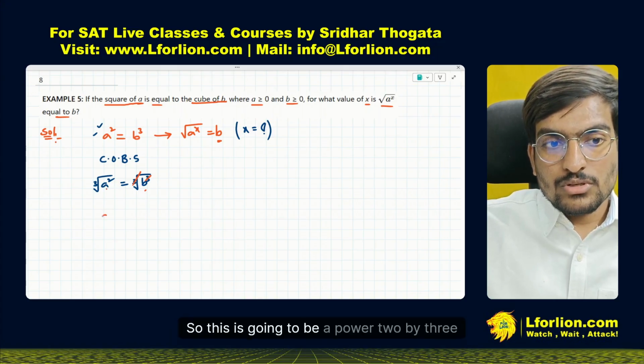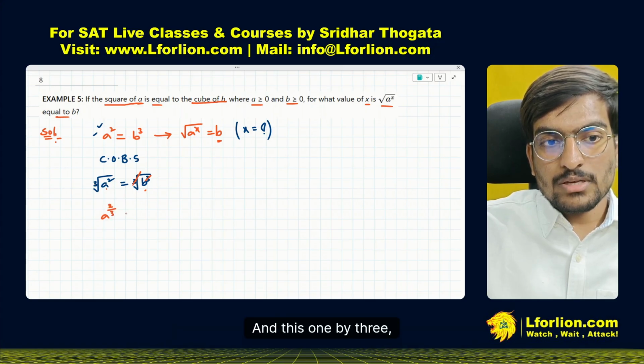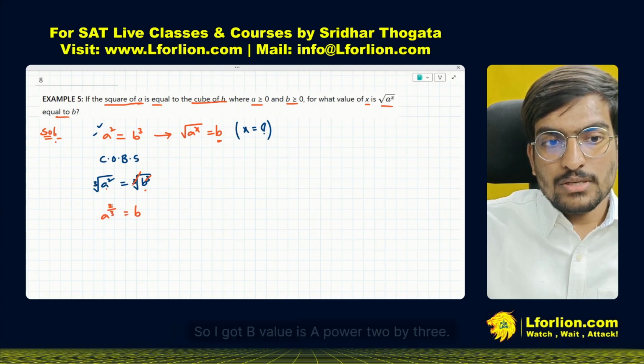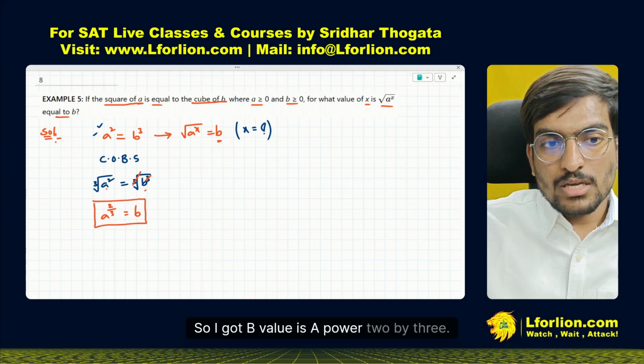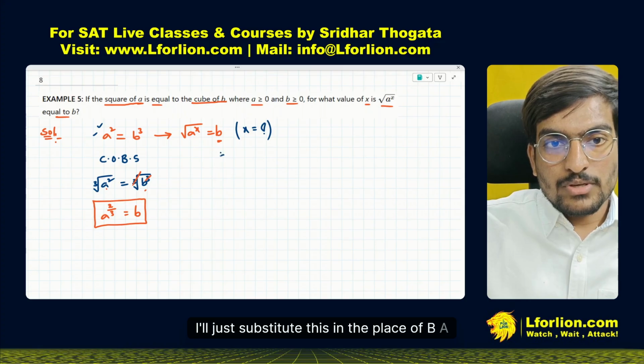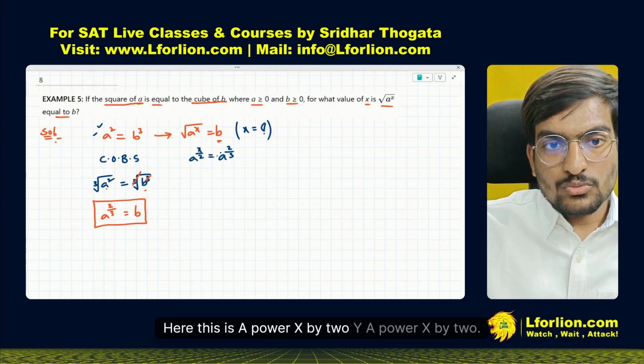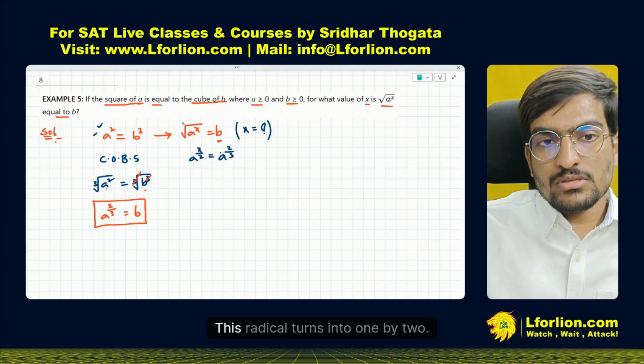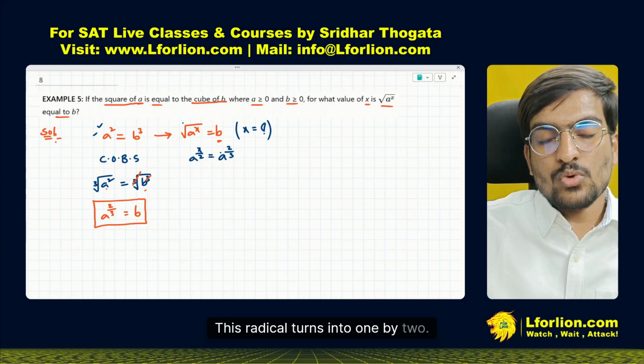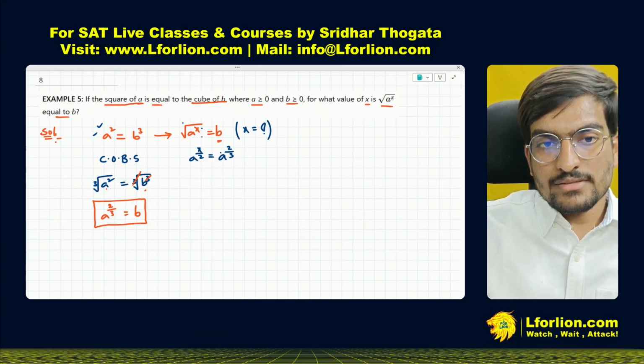So this is going to be a power 2 by 3, directly the square and the 1 by 3. That's going to be b. So I got b is a power 2 by 3. I'll substitute this in the place of b. Here this is a power x by 2. Why a power x by 2? This radical turns into 1 by 2, and here x is already there, so x by 2.